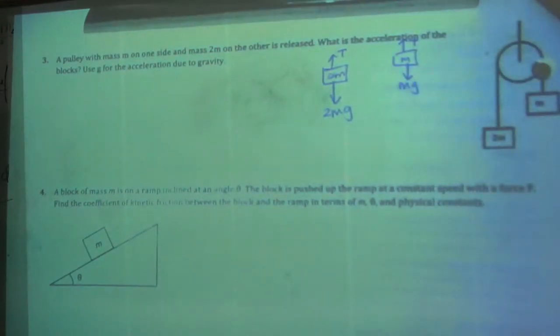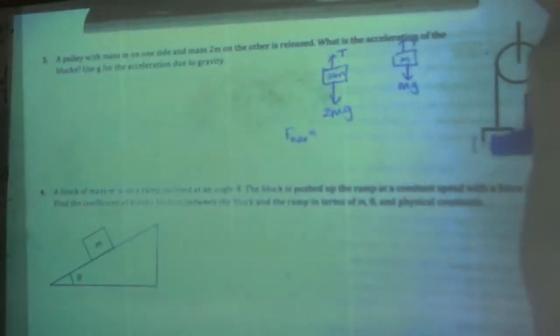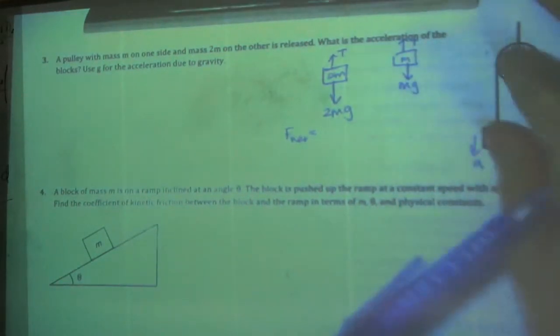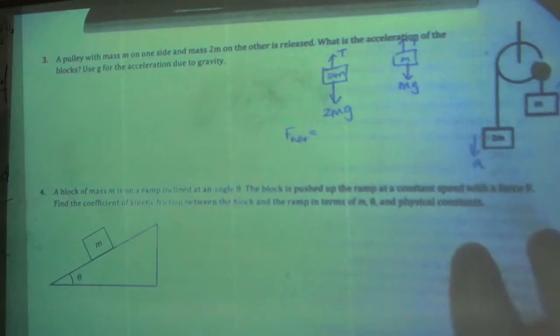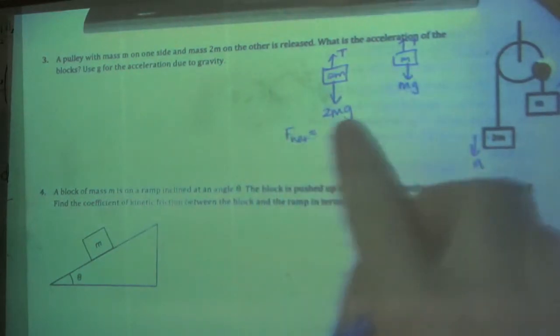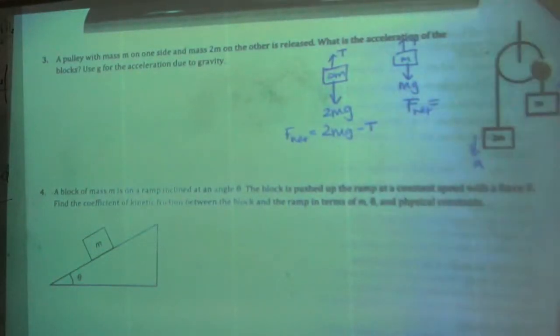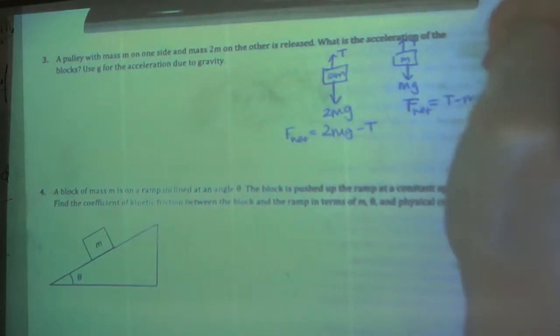All right, now that we have our free body diagrams, we're going to write our net force equation. This object is going to accelerate down. This one is going to accelerate up because they're physically connected, so they can't both go down. So this one is going to be the bigger force minus the smaller force, 2mg minus tension, and then this will still be the bigger force minus the smaller force. Here the bigger force is up because it's accelerating up, so this one will be tension minus mg.